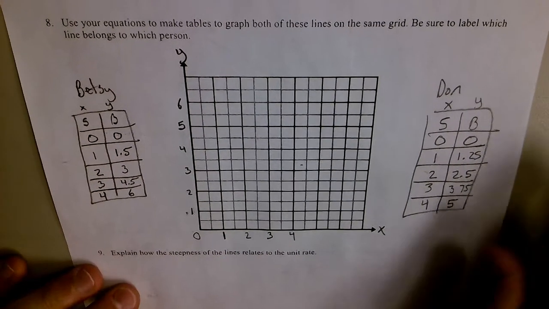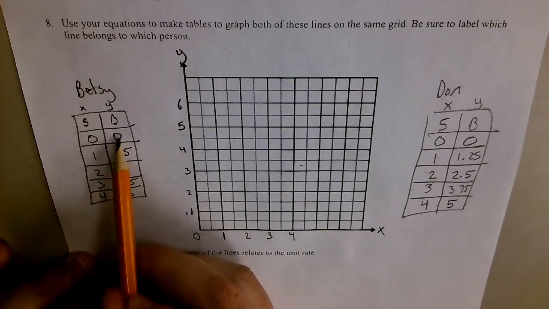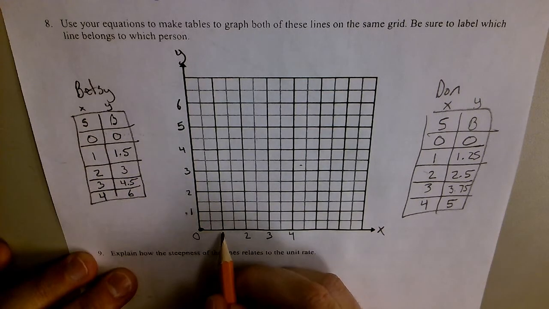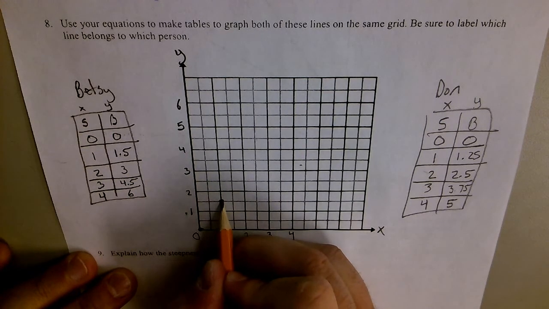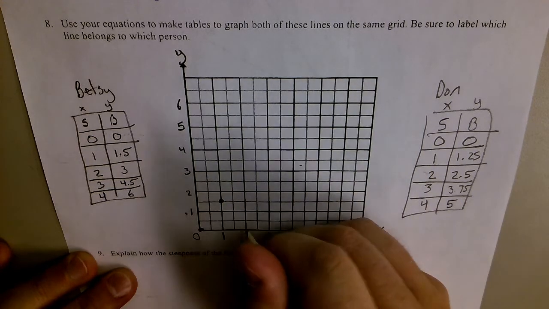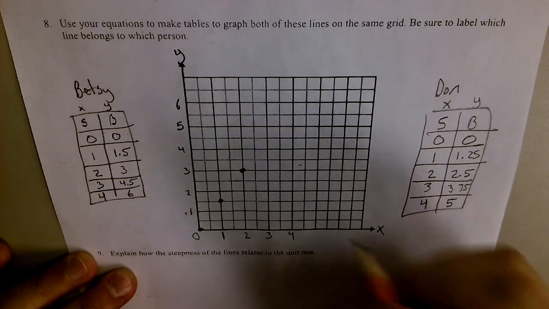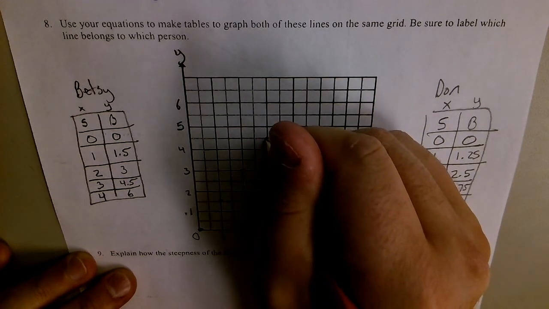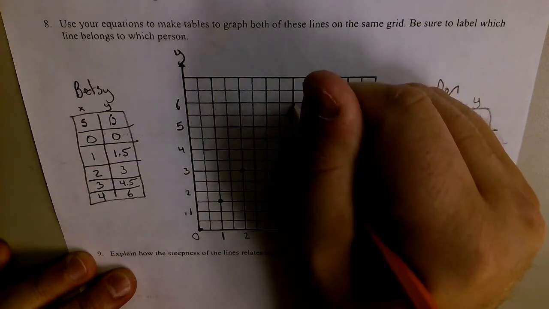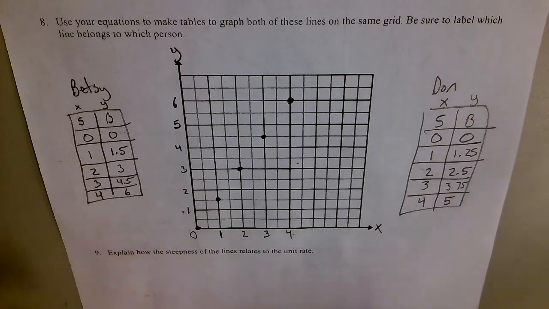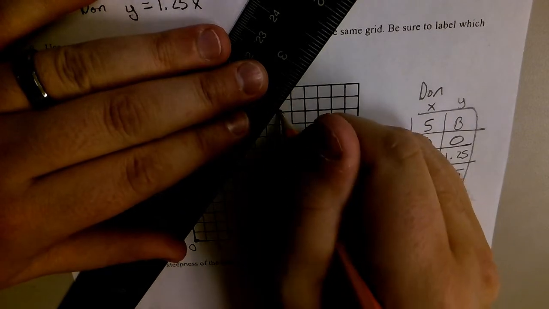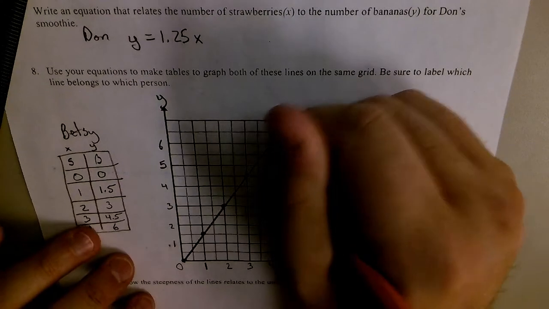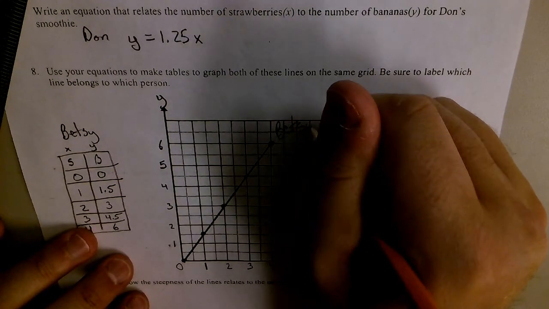So I'm going to start with Betsy's line. Betsy's line starts at 0, 0, so I can put a point there. Her next point is 1, 1.5. So 1, 1.5 is right there. Then 2, 3. 3, 4.5. And then 4, 6 right there. I'm going to go ahead and draw that line. And I'm going to put Betsy's name at the end of that.